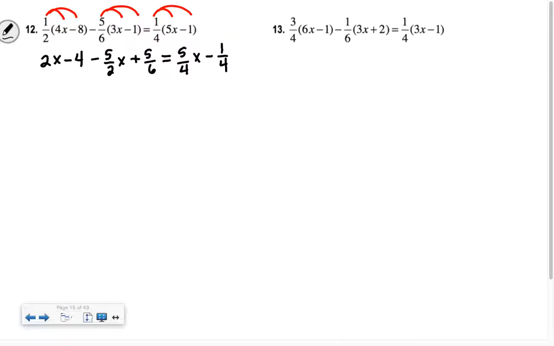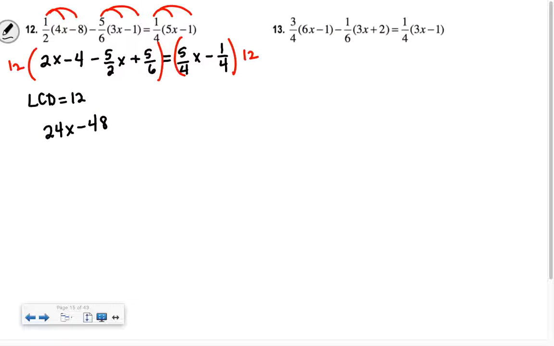So if I was going to get rid of my fractions, what would I multiply by? Look at the denominators. I have 2, 6, and 4. Bigger than 6, because I wouldn't get rid of the 4. 12, yeah, the least common denominator, you can write LCD, is 12. So we are going to multiply both sides of the equation by 12. Keep it balanced. It starts out easy enough. 12 times 2 is 24, so I have 24x, and then I have minus 48.